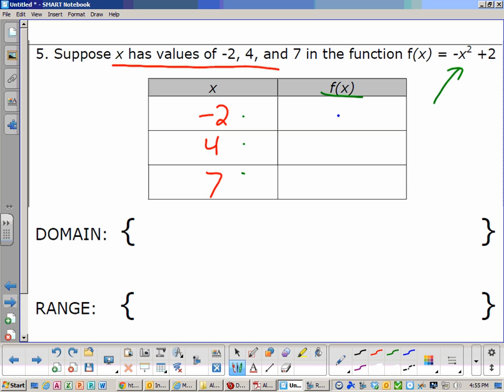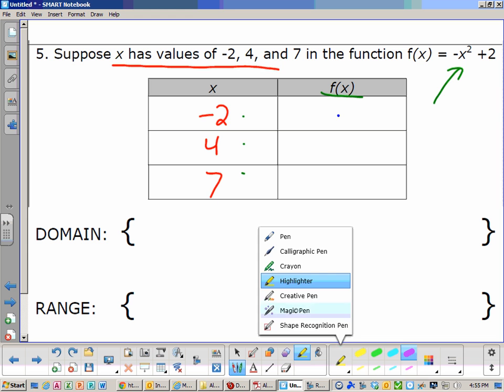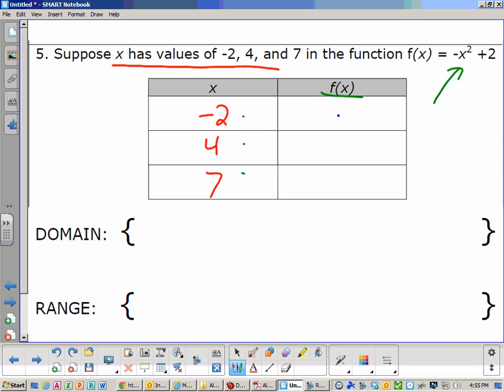To find this one, what you're going to do is, let me get my magic pen. Okay, here we go. So I'm going to write that equation negative, but with parentheses, squared plus 2. And inside those parentheses goes -2. All right, maybe it wasn't the best idea because now everything's disappearing. Oh, it's all going away. Well, what goes in here?